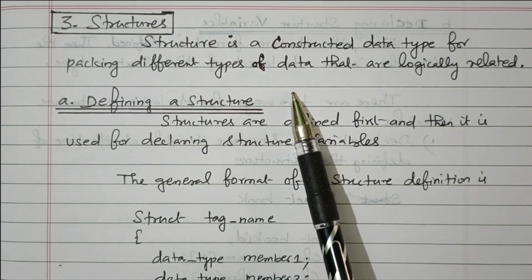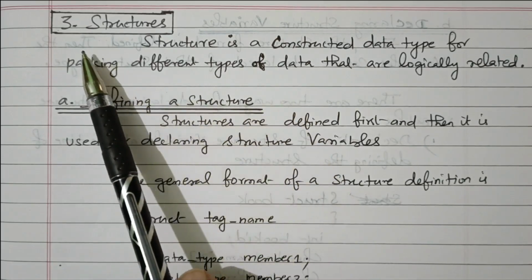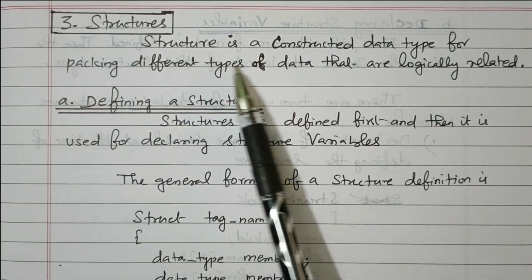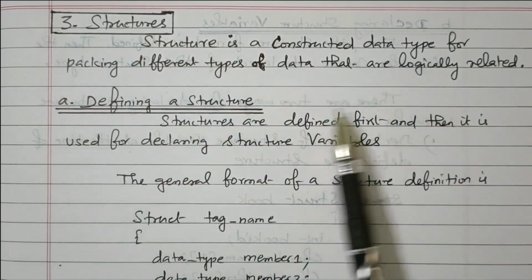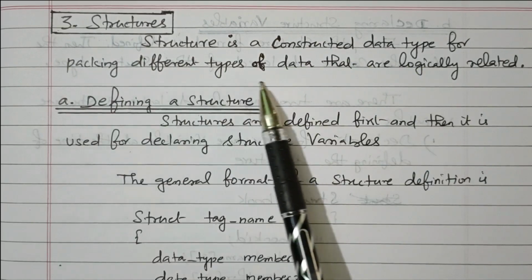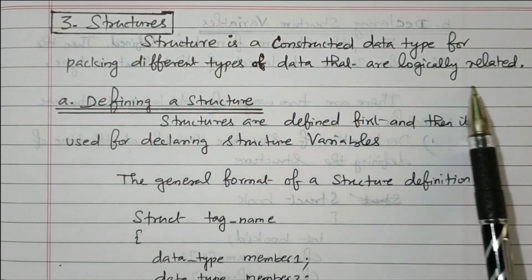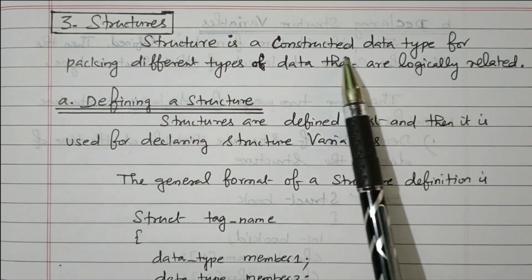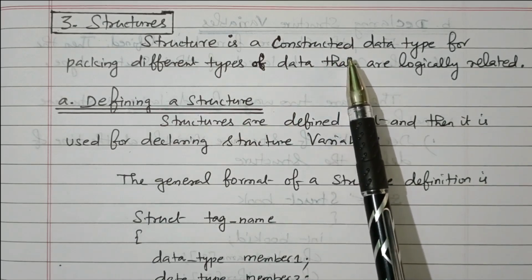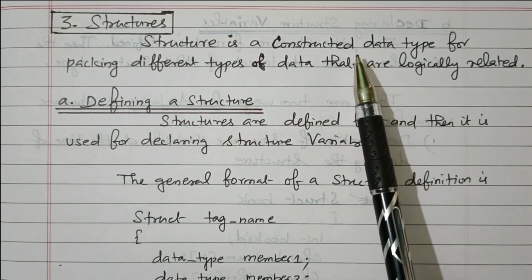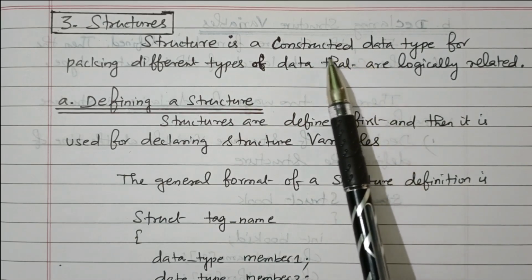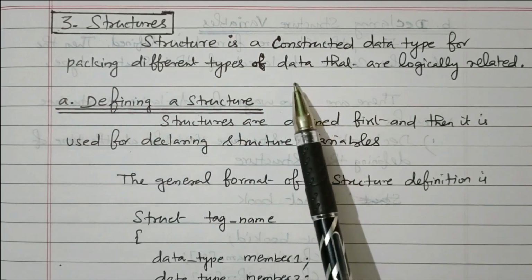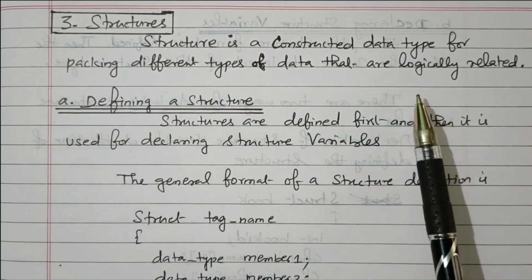Now we'll go to the topic. C programming language. One of the topics is structures. The structure is a constructed data type for packing different types of data that are logically related. So the structure is nothing but a constructed data type, right? Some data types are already available. This is a constructed, user defined data type having different types of data. These data are logically related, right?